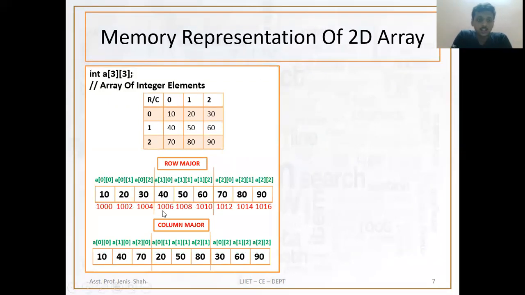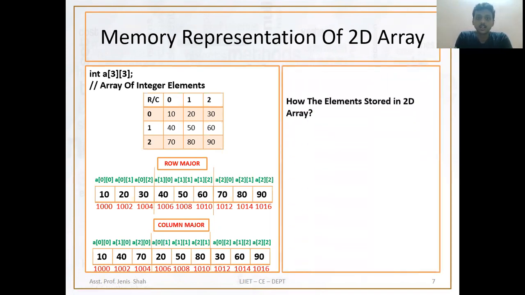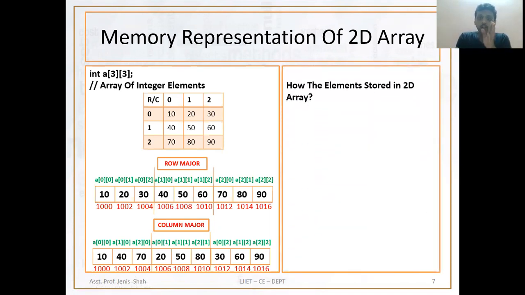So here the elements are stored as A[0][0], A[1][0], A[2][0], A[0][1], A[1][1], A[2][1], because it is stored in column major order. So the next addresses are also in a continuous fashion. Okay, fine. Next, how are the elements stored in a 2D array?